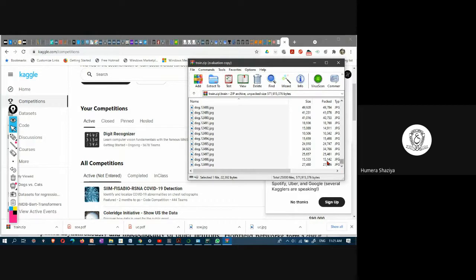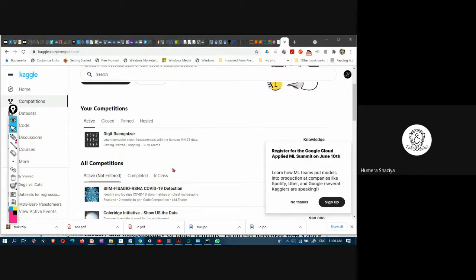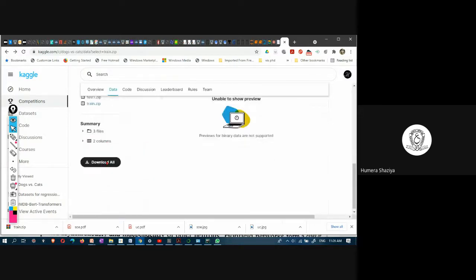12,500 images are there. 12,500 cat images and 12,500 dog images are shown to the machine, and this is training. This is the training process. After training is done, what is done? Well, you have to test the machine.